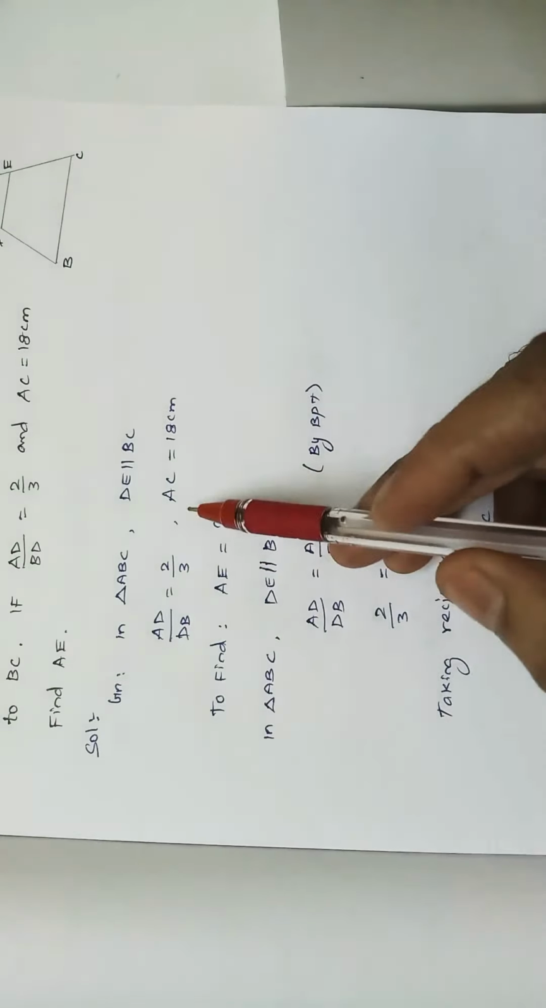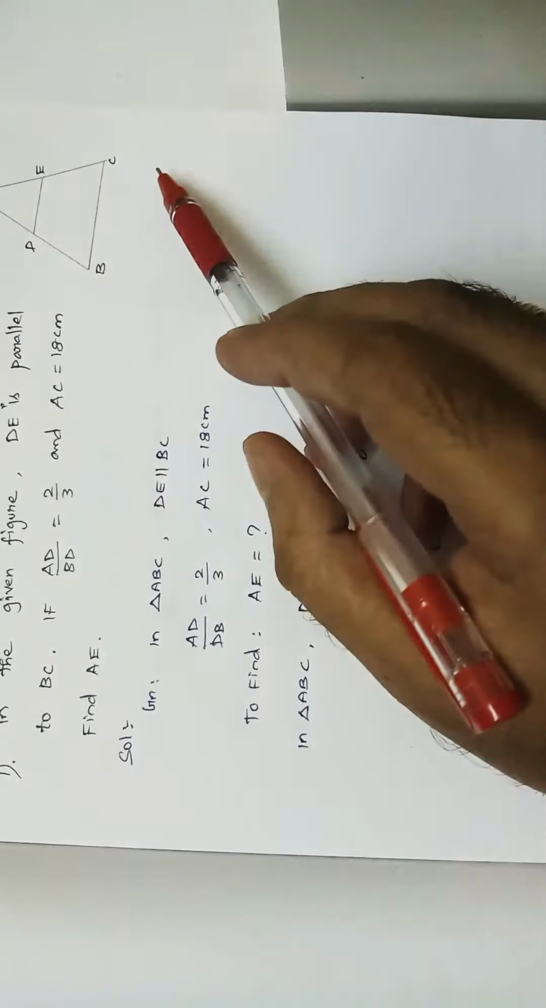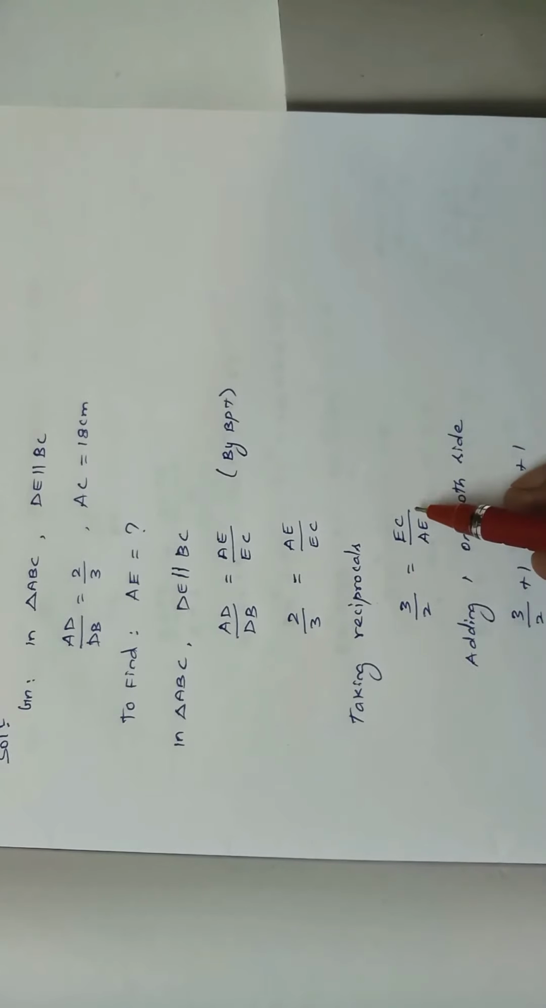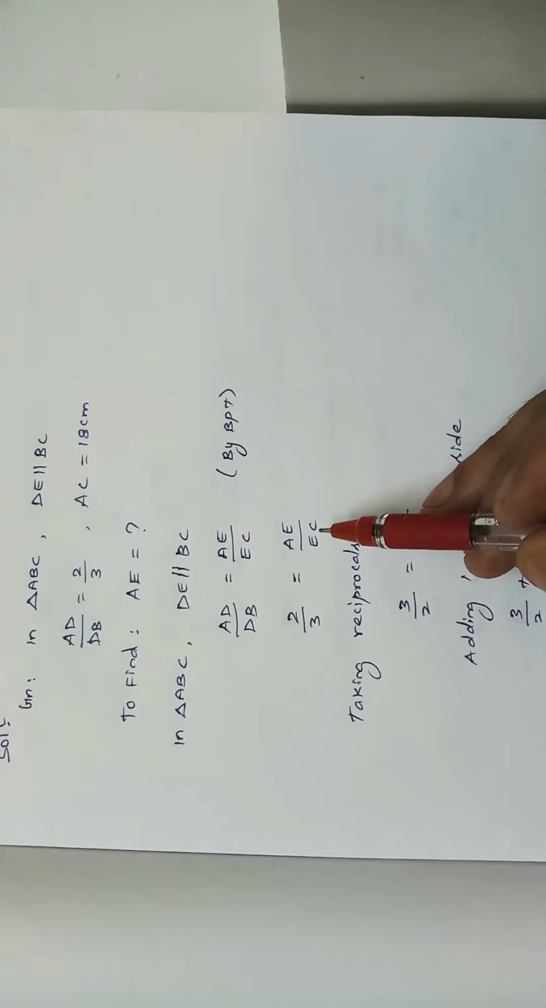The given is that AC is equal to 18 centimeters. AC is nothing but the full measurement. Here we have only the parts AE and EC, so how do we convert them in terms of AC, the full part? Simple, just add 1 on both sides, then we directly get the AC part, the full part.